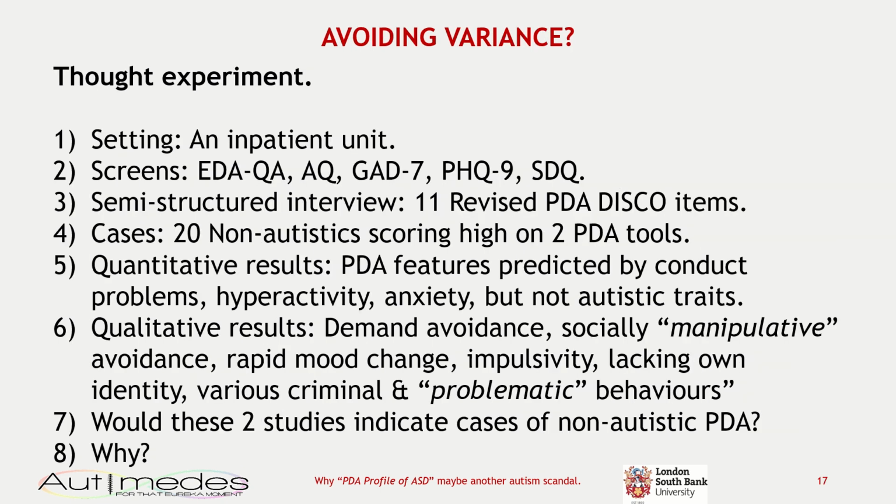I'm getting on to conclusions. I'm going to end on a thought experiment to think about what non-autism PDA might look like and what evidence base might be suitable. The setting is an inpatient unit, and the questionnaires used are the Extreme Demand Avoidance Questionnaire for adults, the full Autism Quotient, the GAD-7 and the PHQ-9, so an anxiety screen and a depression screen, and the Strengths and Difficulties Questionnaire. Most of the final four tools are quite commonly used in research and clinical practice, from my understanding.